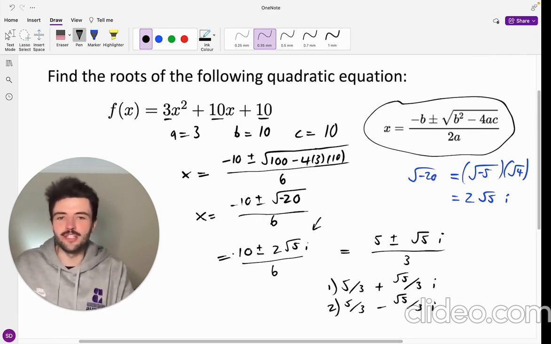And one last thing is that we're actually missing a minus sign, so we have a minus 10 here, a minus 5, and then a minus in front of our 2 roots as well.